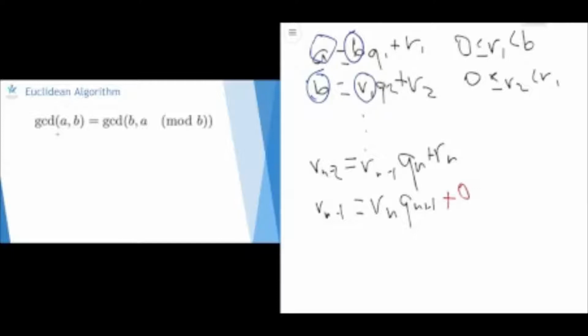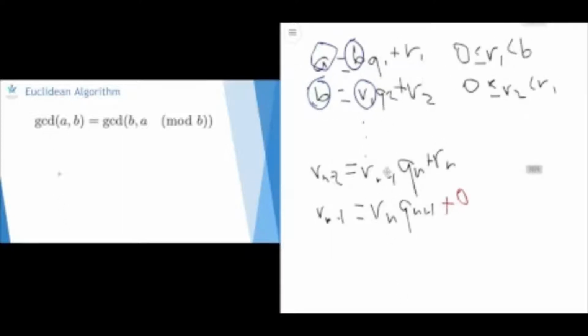And then the Euclidean algorithm comes from applying this downwards, right? So then we can do R of 1 is equal to R of 2 times Q of 3 plus R of 3, and then you continue that chain downwards. So then we get that the GCD of B and R of 1 is equal to the GCD of R of 1 and R of 2, which is equal to the GCD of R of 2 and R of 3, etc. So then we come down to R of n minus 2 and R of n minus 1. So the GCD of those is still equal to GCD of A and B.